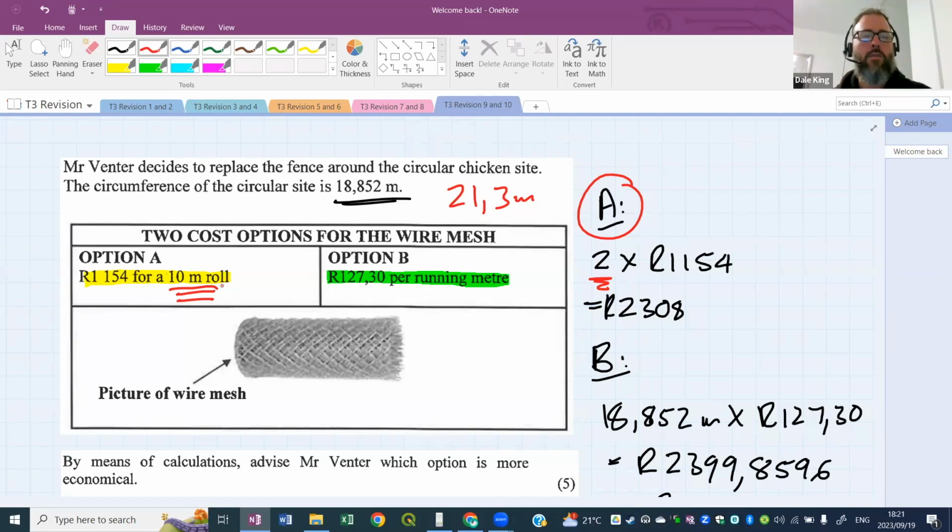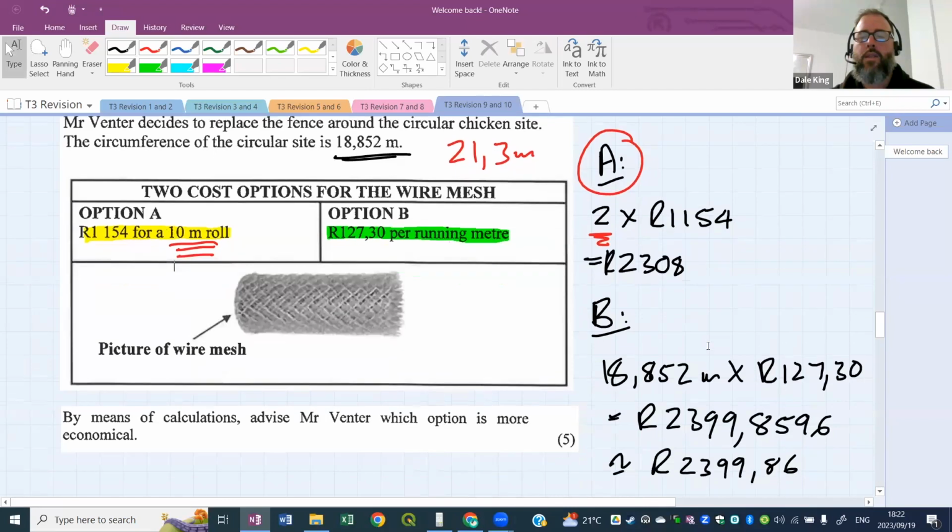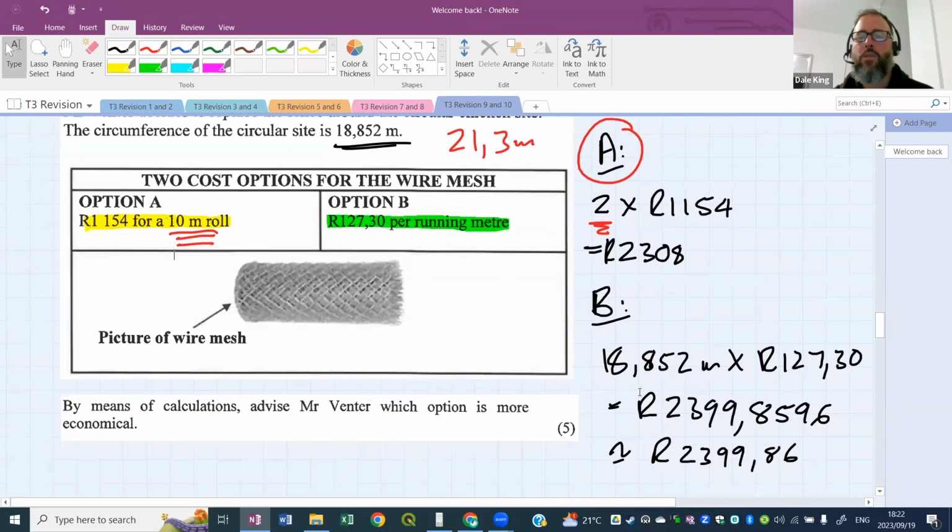You have to buy the whole length. All right, so it's the same thing here. It's a 10-meter roll. You have to buy it in 10-meter rolls. So he's going to need 2 to cover his 18 meters. All right, so 2 10 meters is 20. So 2 will be enough. 1 is not enough. 3 is way too much. 2 is just right. So that's why we multiplied 1,154 by 2. And they gave us a price of 2308. The other one was easy. It's just per meter. So we just multiplied our meters by the per meter price. They gave us 2399.86, which is a little bit more expensive.